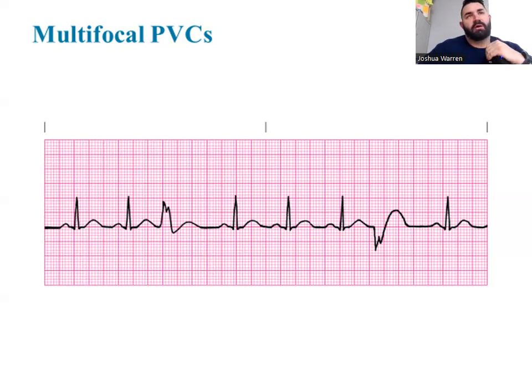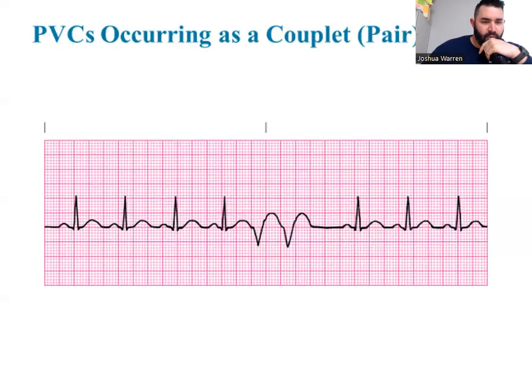So when we talk about, I'll get there in a minute. Now, what about if there's two in a row? They're called a couplet. A couplet is a pair of PVCs right there. So, Walters, is that a multifocal pair of PVCs or a unifocal?